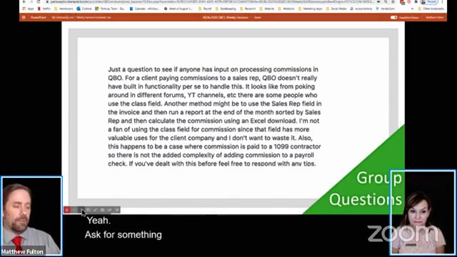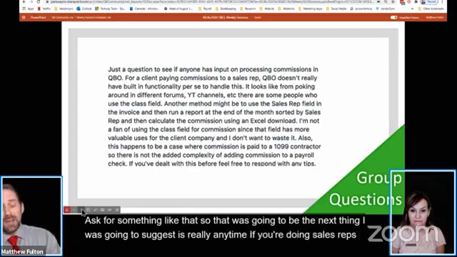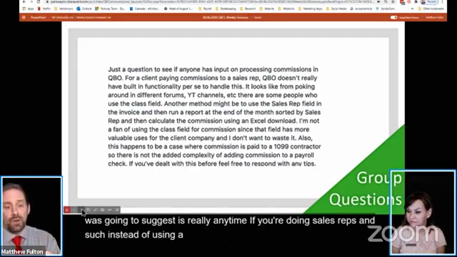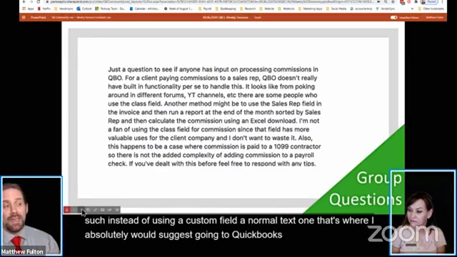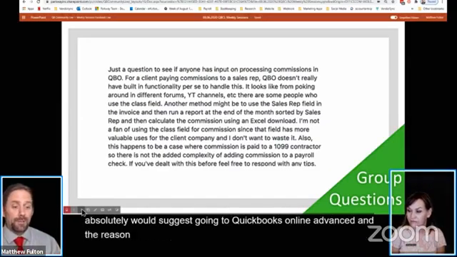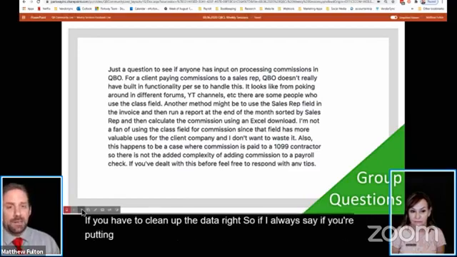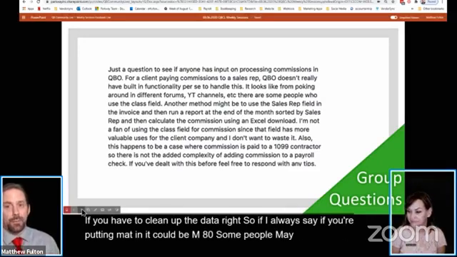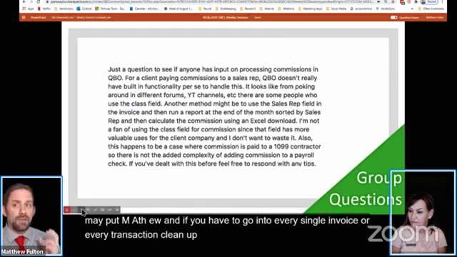So that was going to be the next thing I was going to suggest: anytime you're doing sales reps and such, instead of using a custom field like a normal text one, that's where I absolutely would suggest going to QuickBooks Online Advanced. And the reason I say it's worth the extra money is if you have to clean up the data, right? If you're putting Matt in, it could be MAT. Some people may put MATT, or they may put MATHEW. And if you have to go into every single invoice or every transaction and clean up that custom field, the time you'll lose because of that, it's just not worth it.